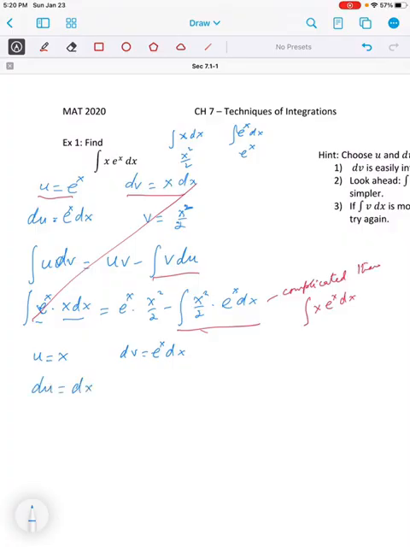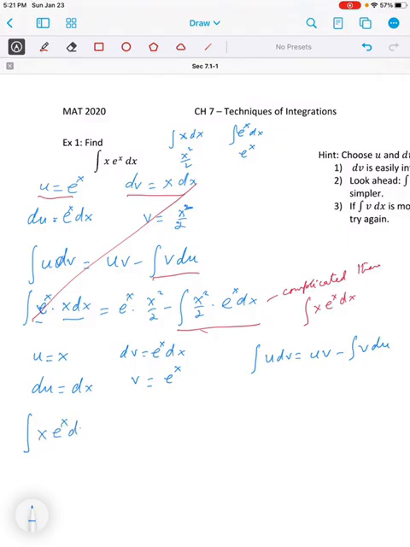Okay, so if we do this, then our du is going to be dx and v is going to be just e to the x. So now, remember, I'll write the formula here: integral u dv equals uv minus integral v du. I encourage you to write this formula every time you use integration by parts so that you remember it.